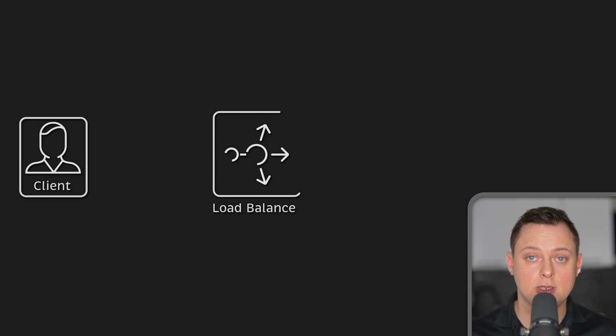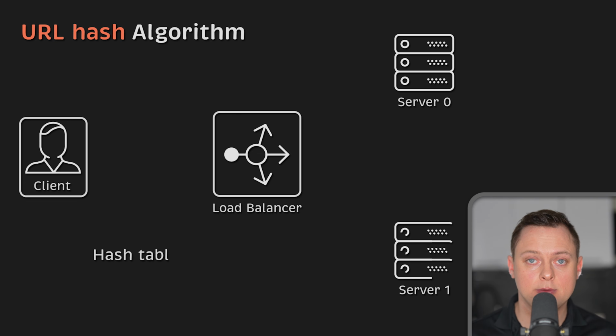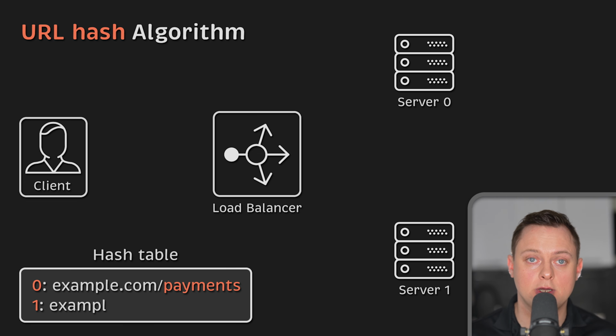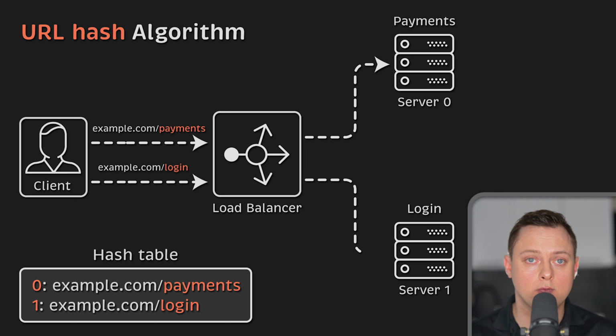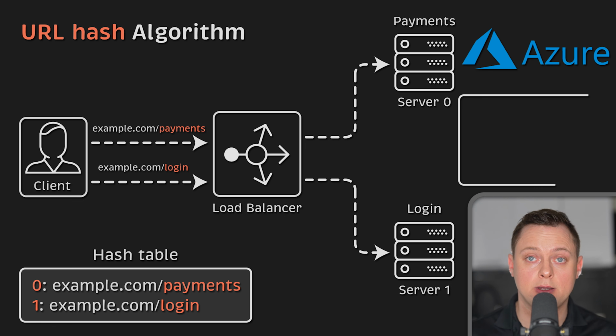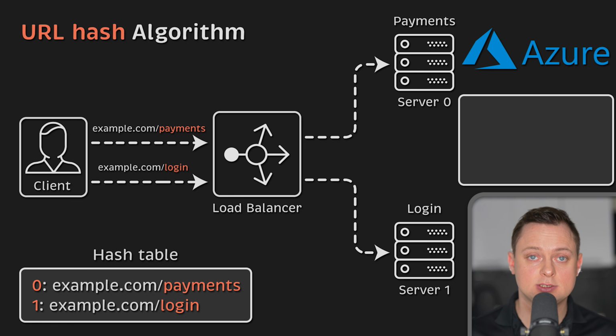Another type of hashing is URL hashing. The algorithm generates hash values based on the URL present in the client request. The request is then forwarded to servers based on the hash value. The URL hash algorithm is useful when load-balanced servers serve mostly unique content per server. So all requests related to, for example, payments will go to one server, and requests for user authentication will go to another server. Hashing is also used by cloud providers, such as AWS and Azure.